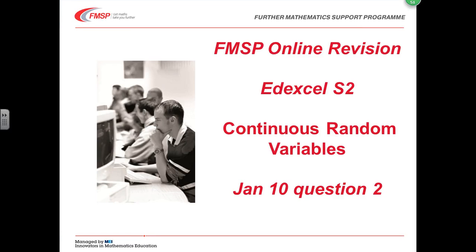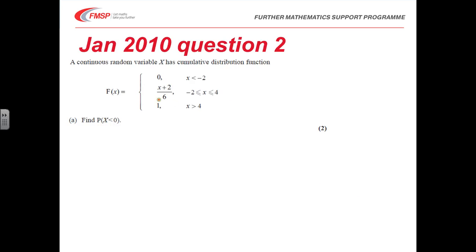Okay, so in this video we are looking at Edexcel Statistics 2, January 10, question 2. And the topic for this is continuous random variables. So, a continuous random variable X has cumulative distribution function, that's why we've got a big F, given by the function below. And we're asked to work out the probability that X is less than 0.